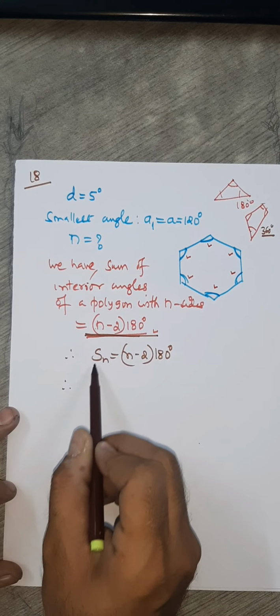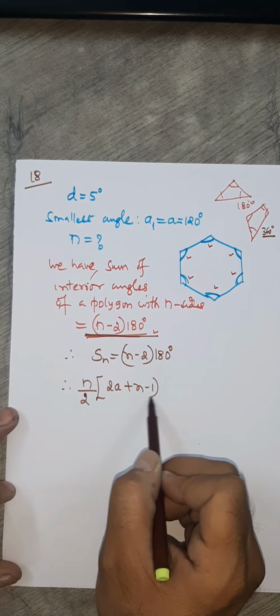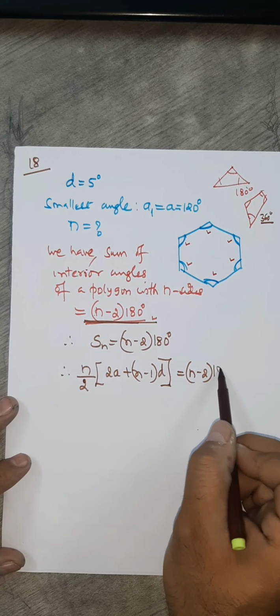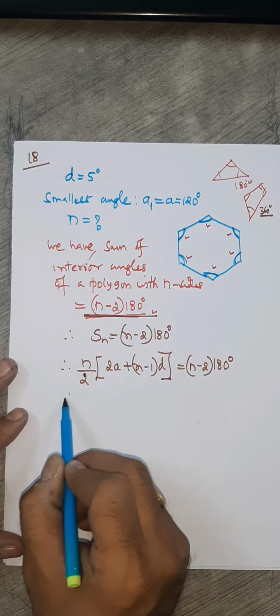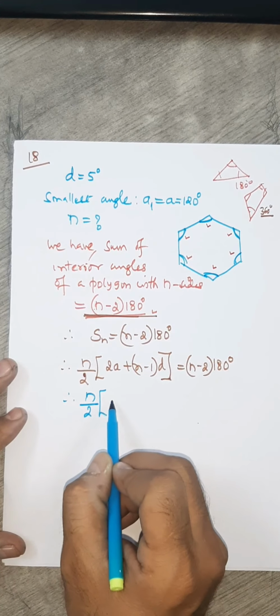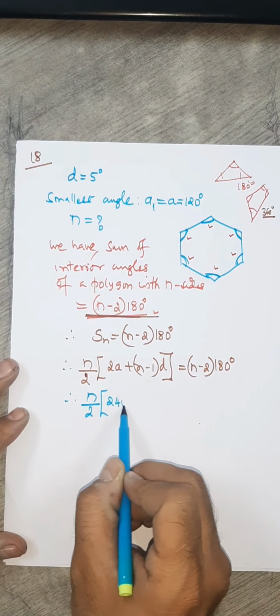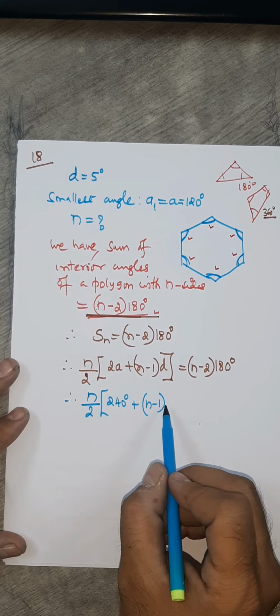Fine. Now you write the formula for Sn. What's the formula for Sn? n by 2 into (2a plus (n minus 1) into d). Now everything is known to you. The only thing you needed to recall was the sum of the interior angles of any polygon. Now we just need to simplify. You know a, you know d, we place them there and simplify. 2 you can take on that side if you want, but let me write it as it is. 2a, what is a? That is 120 degrees, so this becomes 240 degrees. n minus 1 as it is. What is d? It is already given, 5 degrees.